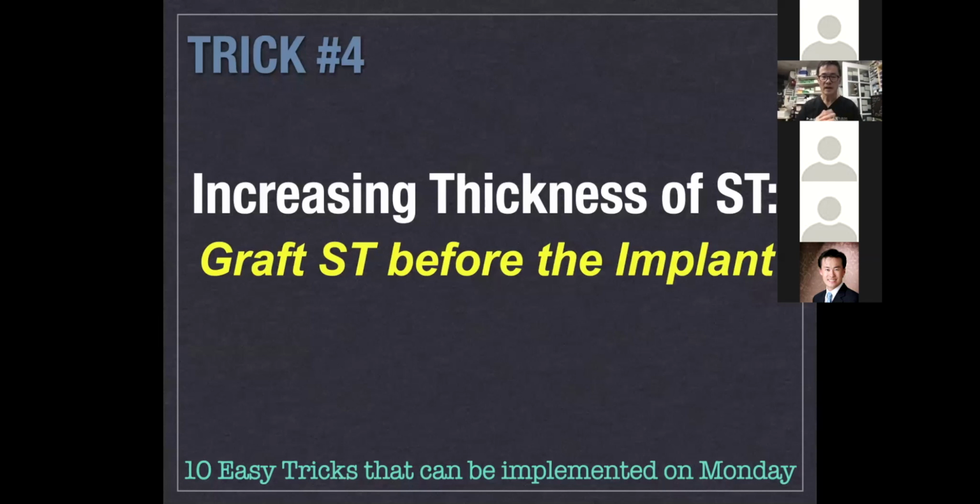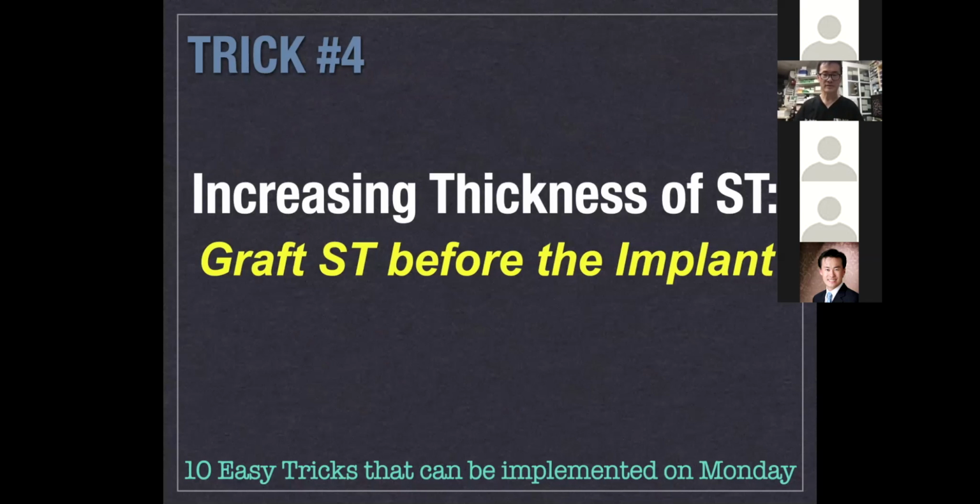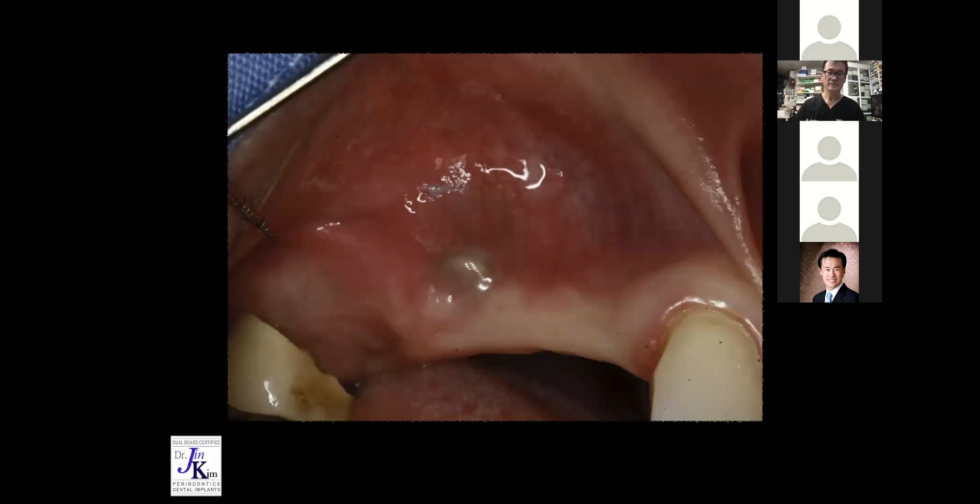So, trick number 4: graft the soft tissue before the implant, and this is to increase the thickness of the soft tissue. Here, soft tissue is not thick at all. In fact, this implant that you can see through is failing because somebody placed the implant and the soft tissue isn't there to keep the bone healthy. So the implant was placed successfully, but is that implant healthy? Is it doing its job? The answer is probably not.